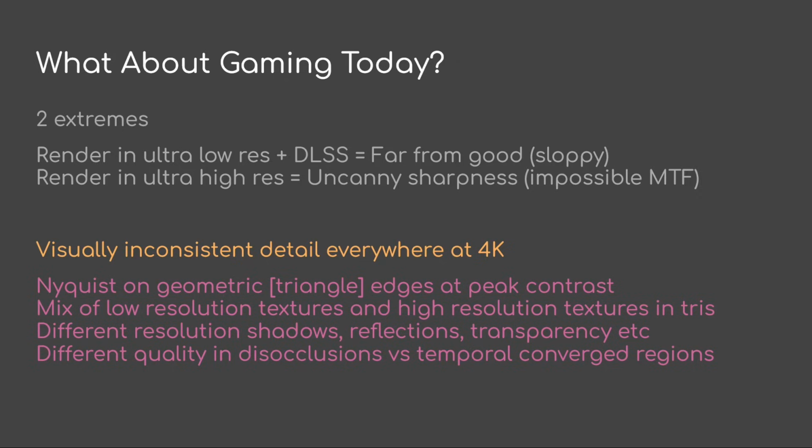Another problem is that we have visually inconsistent detail everywhere at 4K, typically. You have Nyquist detail on geometric triangle edges at peak contrast. You have a mix of low-resolution textures and high-resolution textures inside the triangles. There's different resolution in shadows, and reflections, and transparency. There's a different quality in disocclusions versus the temporally converged regions.